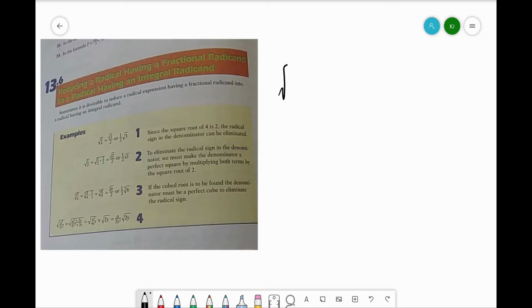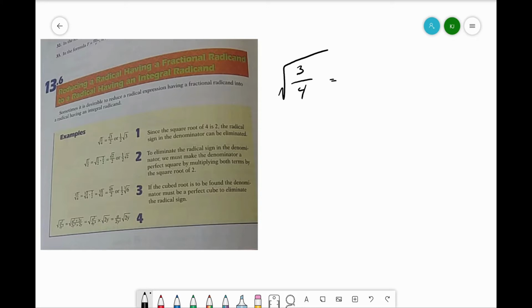Today we're going to be going over two of the lessons within the Algebra 1 textbook. We're doing 13.6 and 13.5. So first one up is 13.6, reducing a radical having a fractional radicand to a radical having an integral radicand. This kind of built upon what we did yesterday, only throwing in a lot more fractions than what we had yesterday. So looking at our first one here, we have the square root of 3/4.